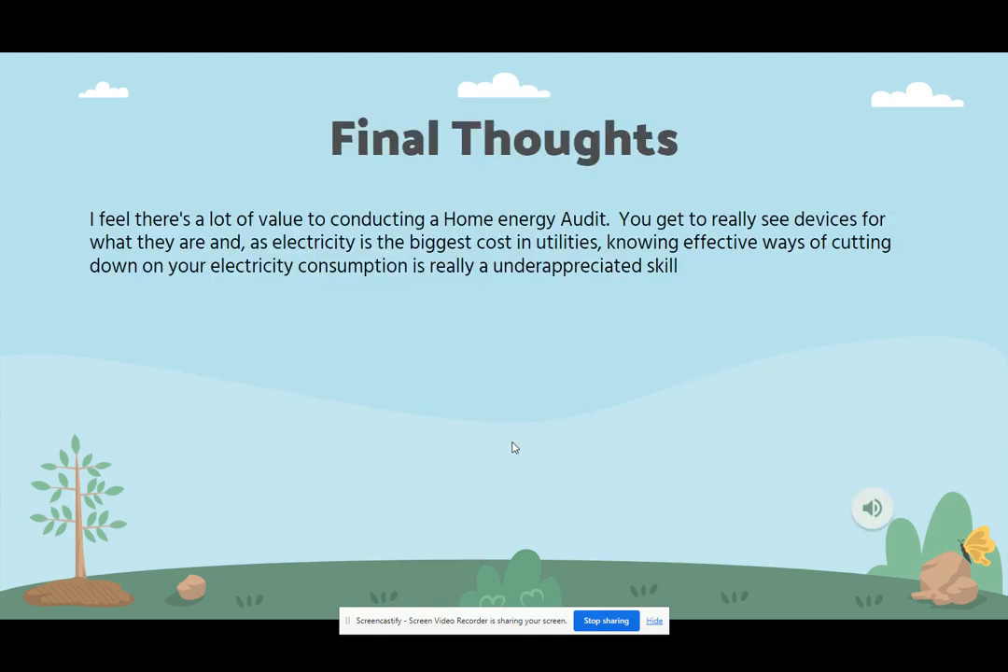Final thoughts. I feel there's a lot of value in conducting a home energy audit. You get to really see devices for what they are, and as electricity is the biggest cost in utilities, knowing effective ways of cutting down on your electricity consumption is really an underappreciated skill.